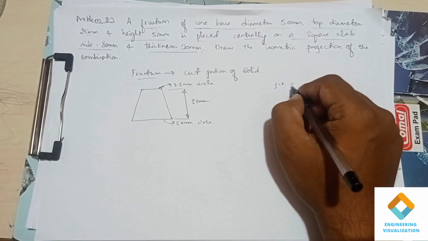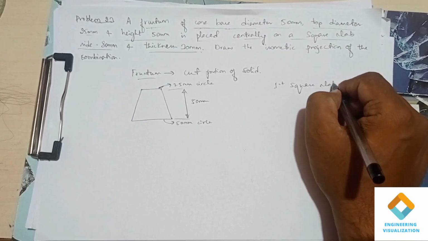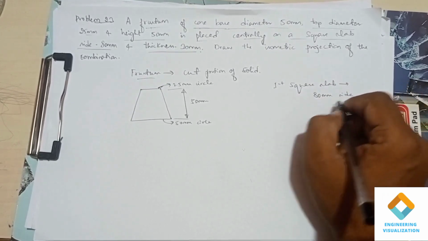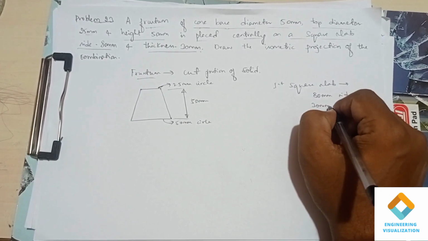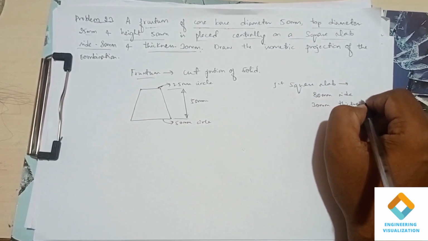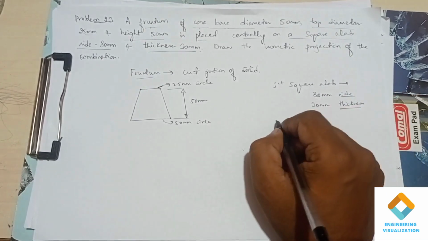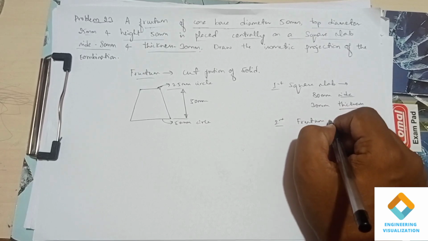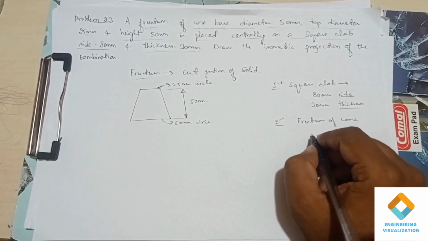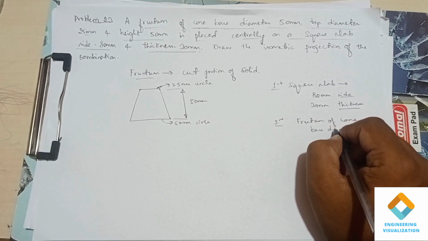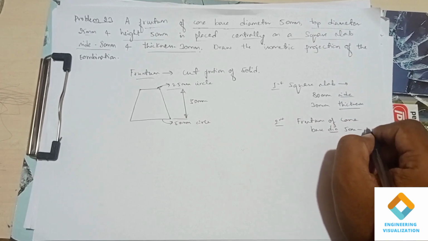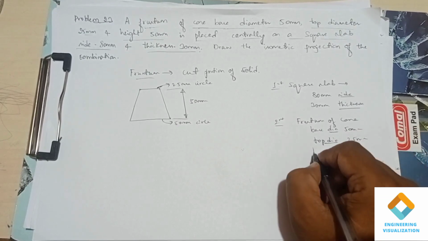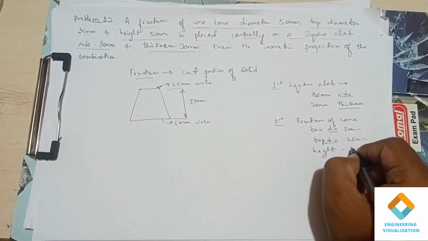30. So first diagram we have to construct is the square slab. The square slab dimensions given are a side of 80 mm and a thickness of 30 mm. Above it we have to construct the second diagram, our frustum of cone. In order to construct it, they have given the dimensions: base diameter 50 mm, top diameter 25 mm, and height 50 mm.